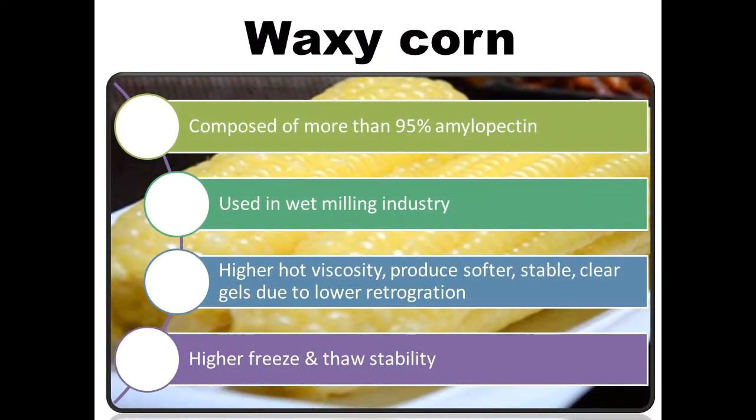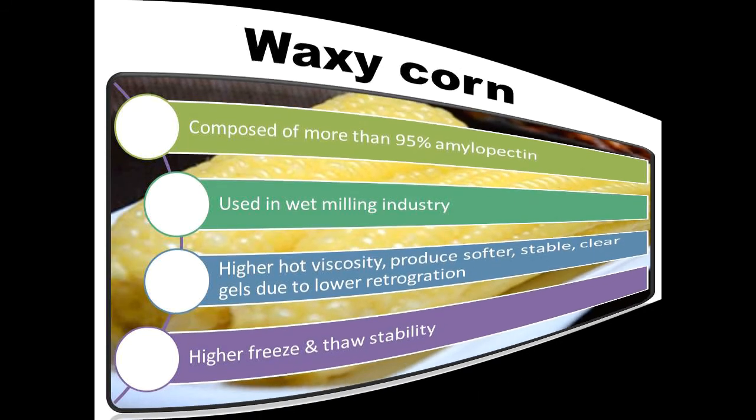Waxy corn is the next type, and it has about 95% amylopectin in its starch content, which is very useful for the wet milling industry. It has higher hot viscosity and produces a soft, stable, clear gel, which is useful for the wet milling industry. Waxy type also has higher freeze and thaw stability.